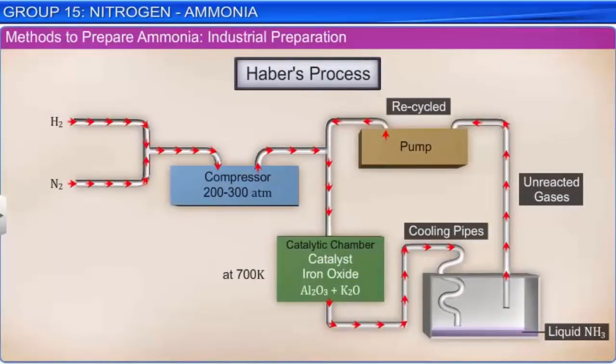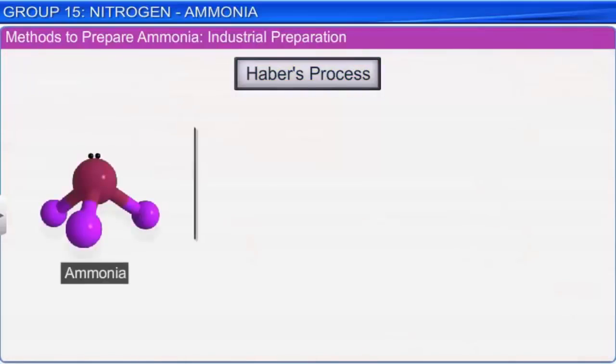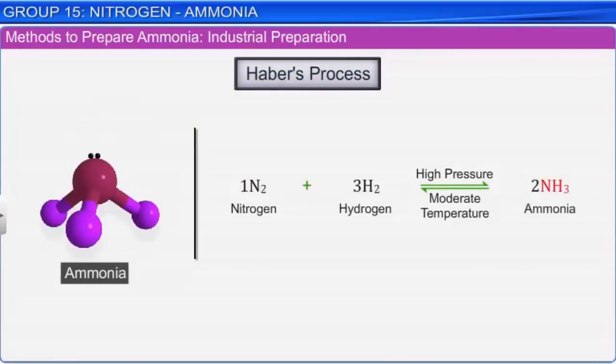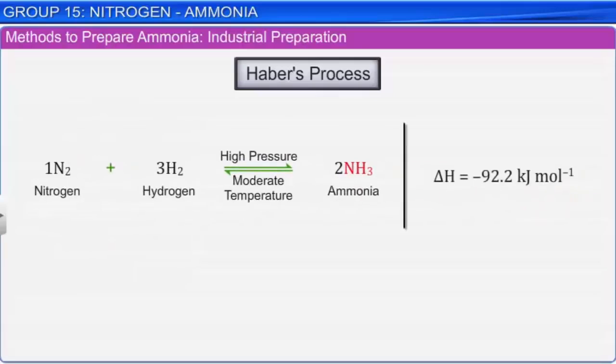On an industrial scale, ammonia is prepared by Haber's process. The constituents of ammonia, nitrogen and hydrogen, combine in a ratio of 1:3 at high pressures and moderate temperatures to form ammonia. The reversible thermochemical equation corresponding to this reaction is shown here.